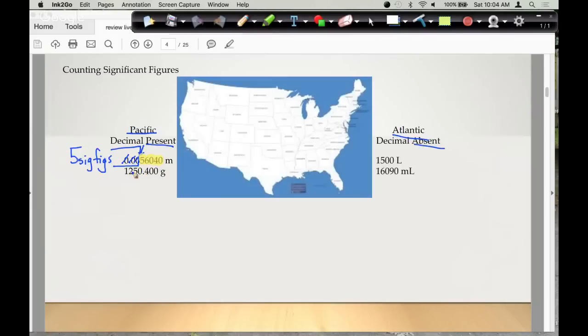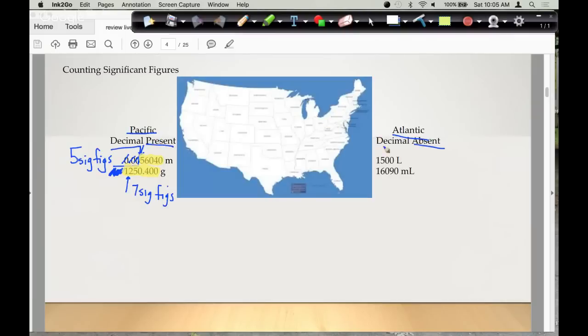For this number that has a decimal point, there are no zeros leading up to the first number that's not a zero. So if there's no zeros in the front and you have a decimal present, every single number is part of the significant figures. 1, 2, 3, 4, 5, 6, 7 significant figures in this particular measurement. So it's only zeros at the beginning that aren't part of the significant figures if we have decimal present.